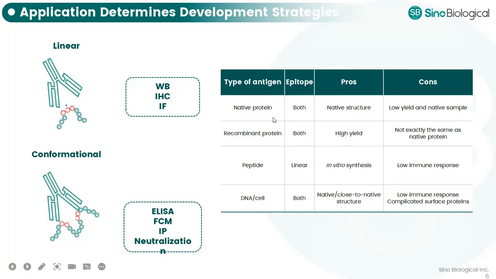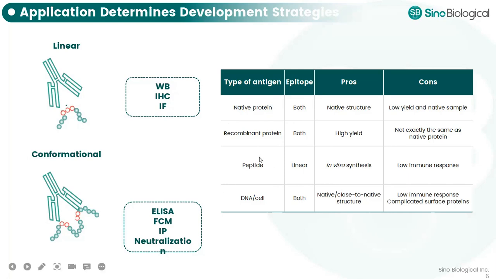Native proteins are definitely one of the good choices for antigens because they contain the native structures, but due to the low yield and difficulty of obtaining some of the native samples, they have limited use. This type of antigen can recognize both linear and conformational epitopes. Therefore, we will often use recombinant proteins as antigens. They have high yield, but the structure is not always the same as native proteins.